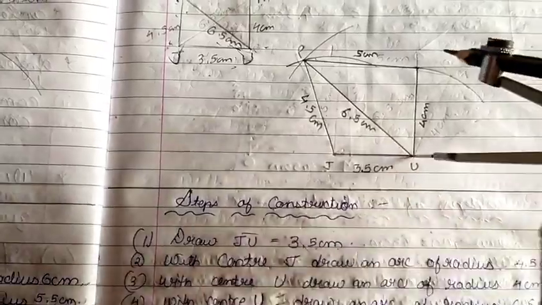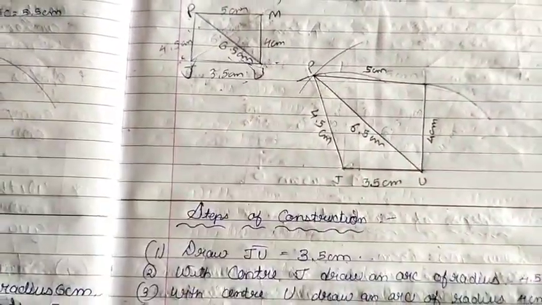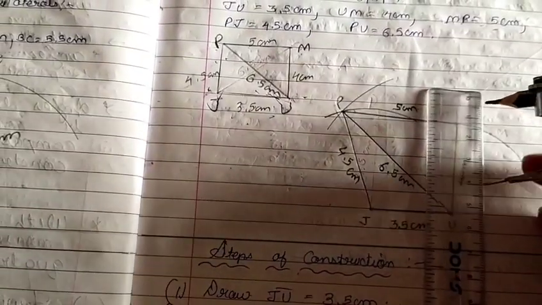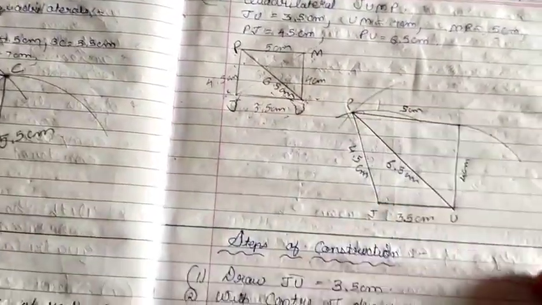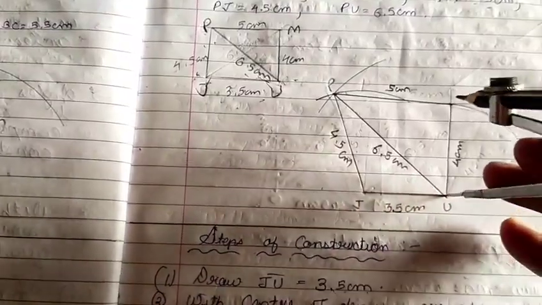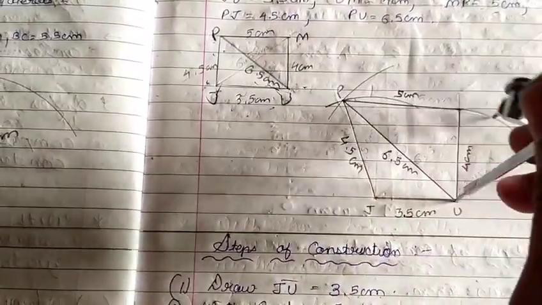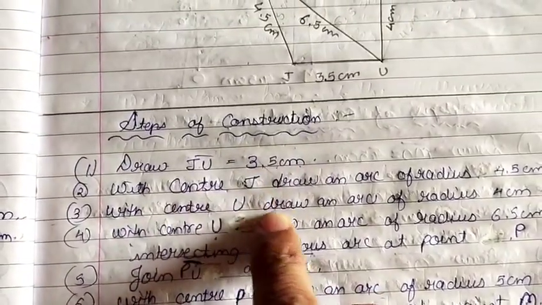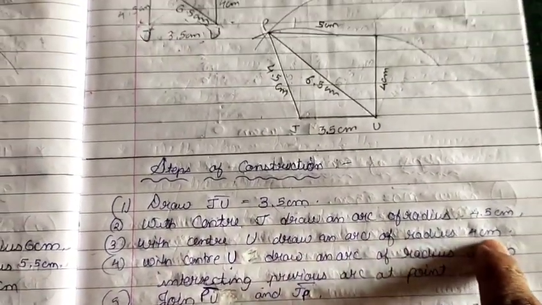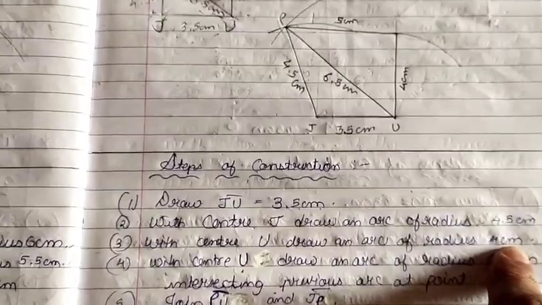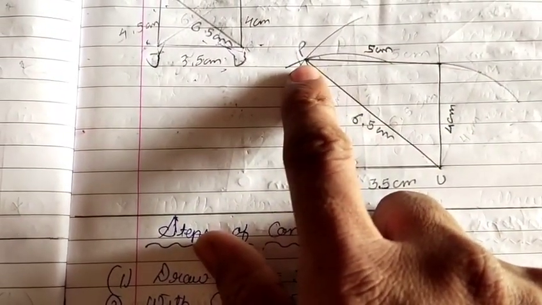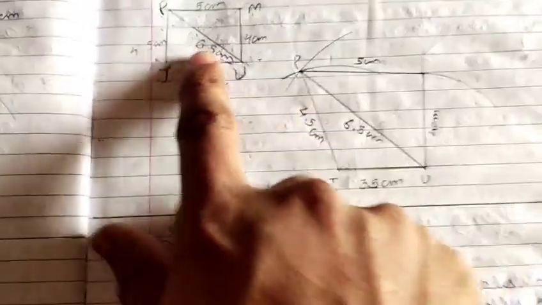Now in the same way, you have to draw an arc of 4 centimeter with center U. So take 4 centimeter with a scale and construct 4 centimeter by placing on U. Draw an arc. After doing such, write down the step over here: with center U, draw an arc of radius 4 centimeter. After doing such, now here there is no connecting point. So we have to find a connecting point. So for that we have to draw this diagonal.